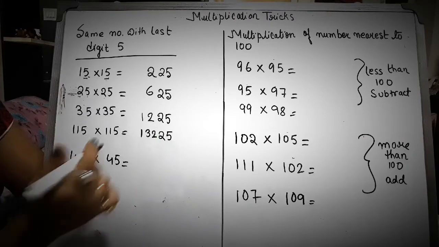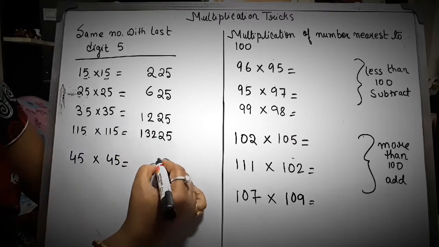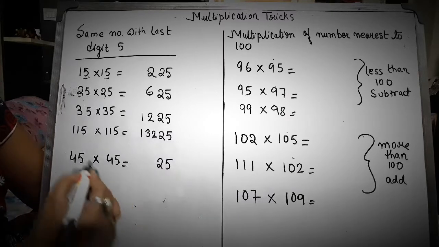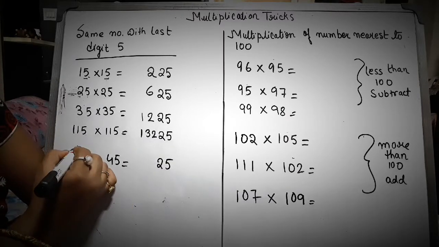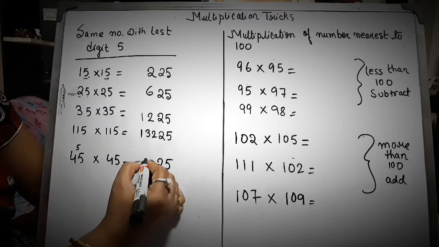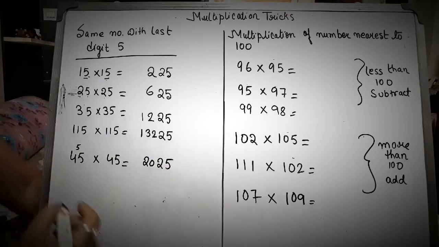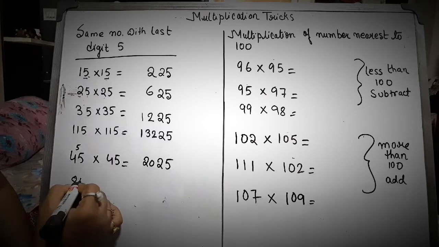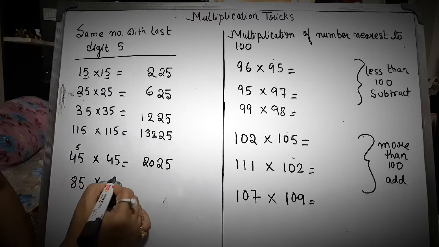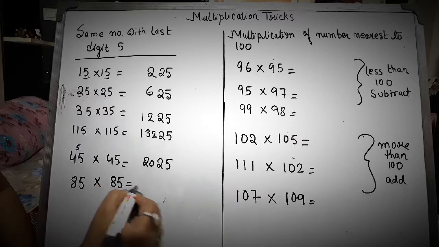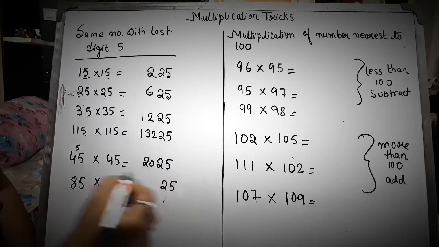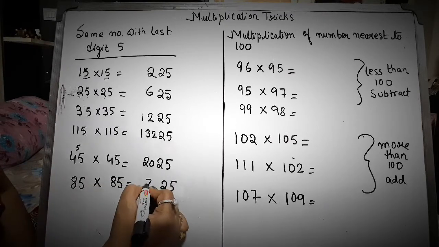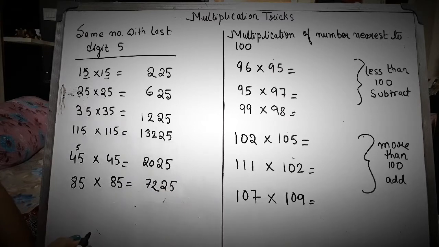Clear? Then 5 into 5, again 25. 4's after number is how much? 5. So 4 into 5, 20. You can take more numbers. For example, you take 85 into 85. So how much? 25. 8 into 9, 72. Clear? I hope it is easy.